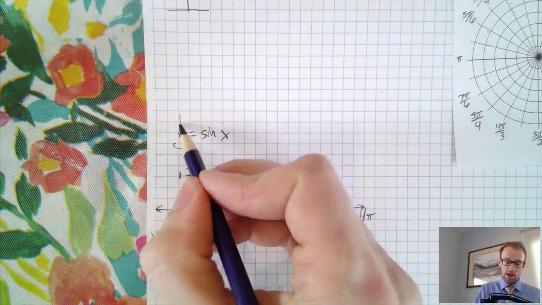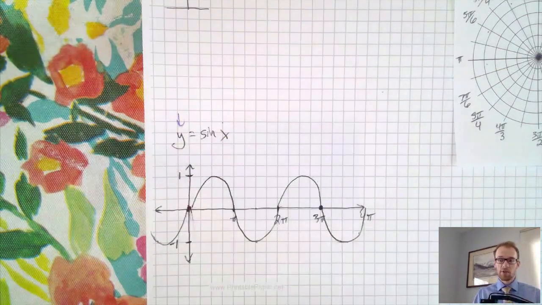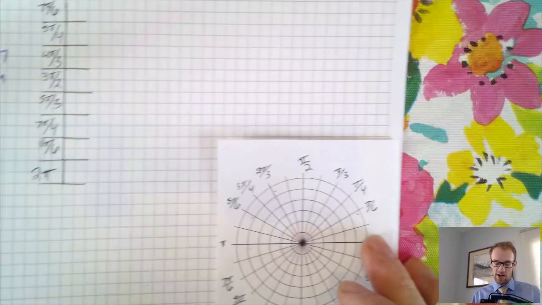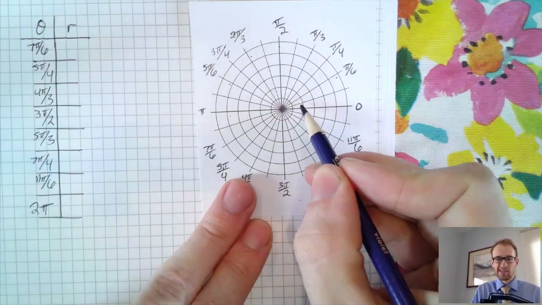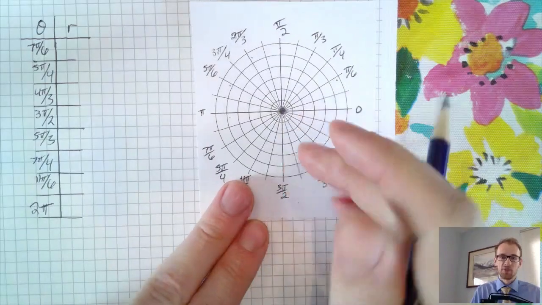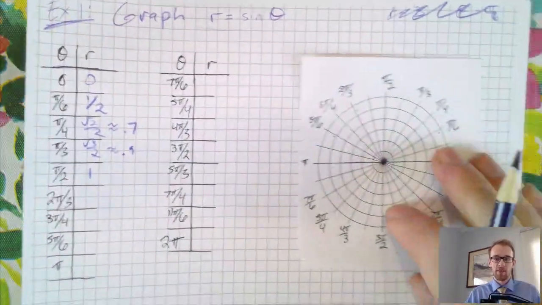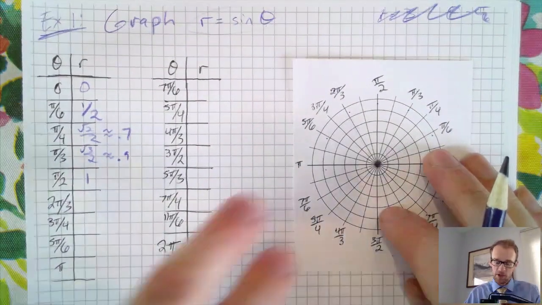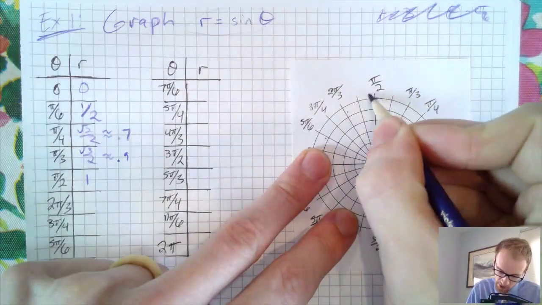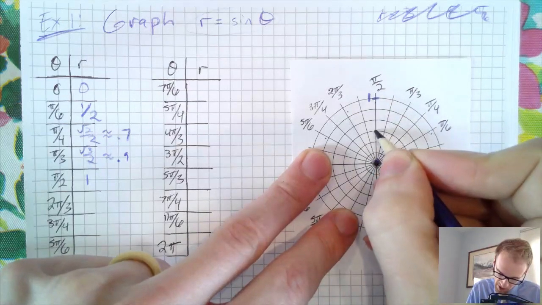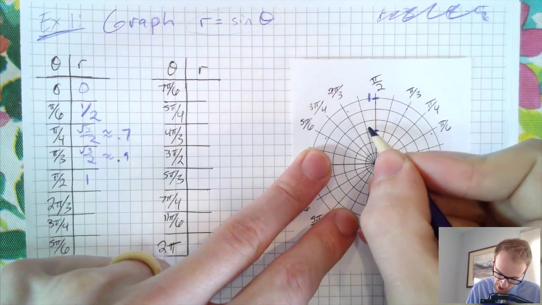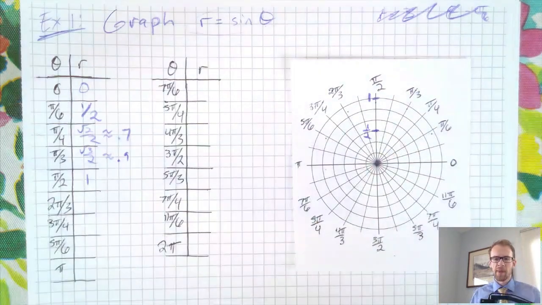So y here will never be larger than 1 and never be less than -1. So I don't want this to be 1, because then my whole graph is going to be inside this tiny little circle here. So I'm going to change the scale of my graph, and I'm going to call this 1 right here. That's 1, 2, 3, 4, 5, 6 grid marks out, so this will be 1/2.